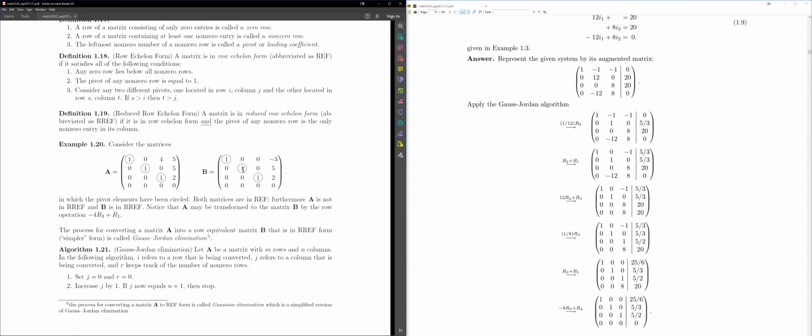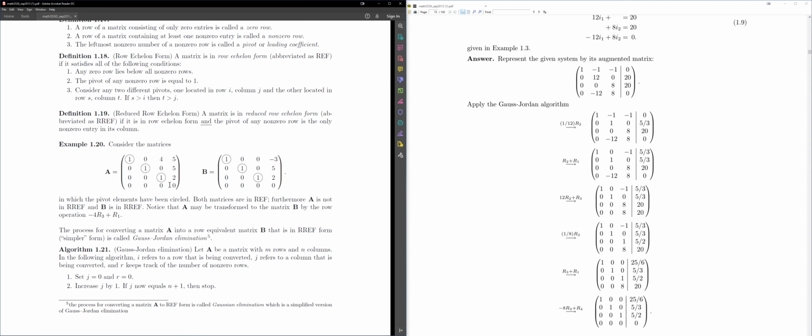And notice also this one over here, this is a pivot, and it's the only non-zero entry in the column. Everything else is 0. And likewise for this pivot here, everything else is 0. So you want to notice that this here is REF. This satisfies your three conditions over here. Any zero row is on the bottom, below all the non-zero rows.